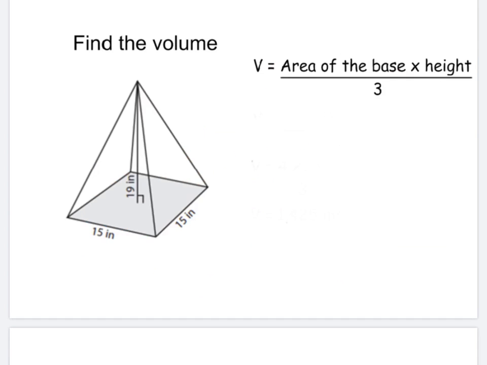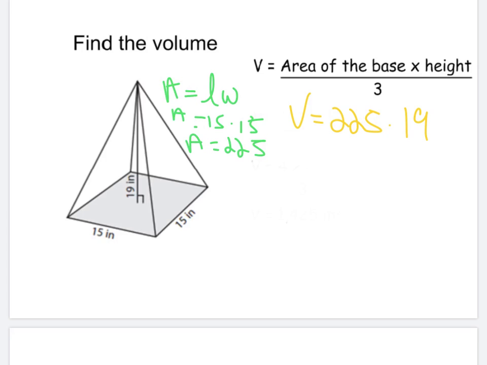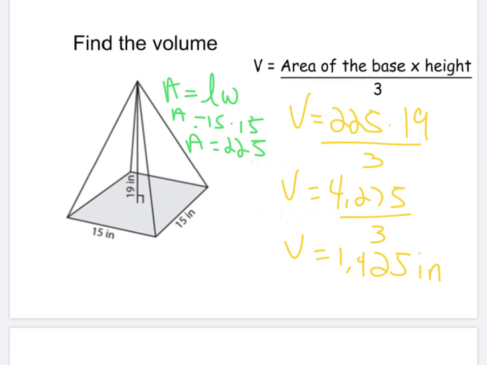Let's try one more. This time, the base is a square. The square and the rectangle have the same formula. It's still area equals length times width, but this time it's area equals 15 times 15, which is 225. So if we fill it into our formula, the area of my base is 225, the height is 19, and then I would have to divide by 3. If I multiply first, 225 times 19, I get 4,275, and I want to divide that by 3, which gives you a volume of 1,425, and our units are inches cubed.